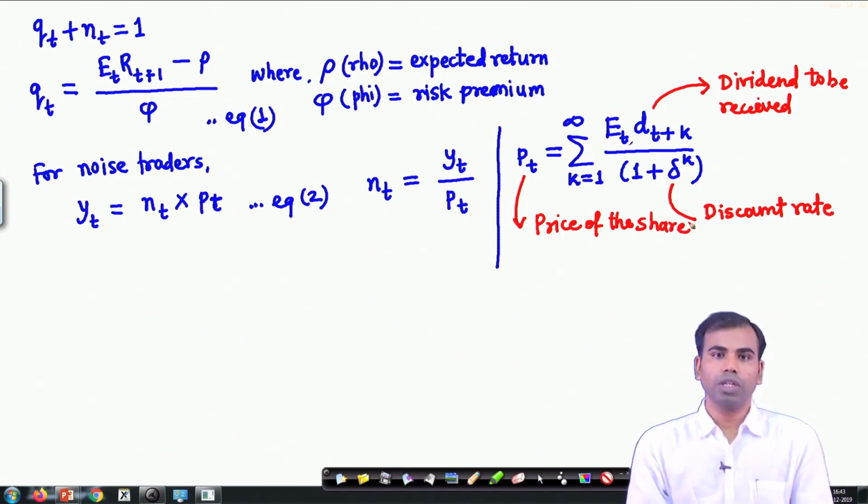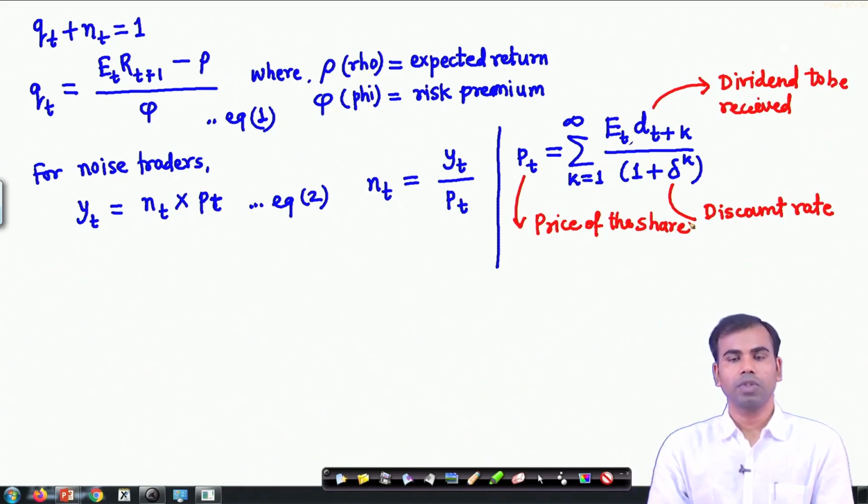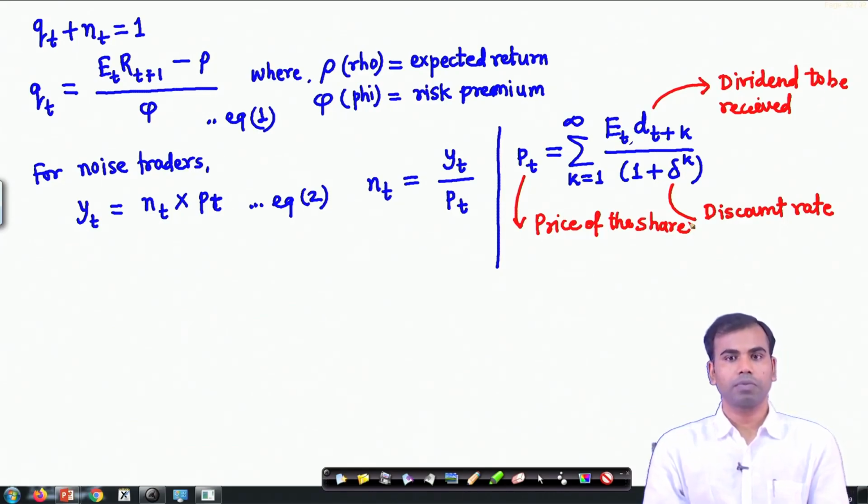So, we understand so far that according to Shiller's argument, total demand would be equal to 1, that is 100%, and demand by noise traders can be expressed as N t is equal to Y t, which is basically the total value of the shares being demanded divided by P t, which is the price of the share, and demand by the smart money investors can be expressed as Q t, which is a function of return expected and the risk premium that they are seeking in terms of equity investment.